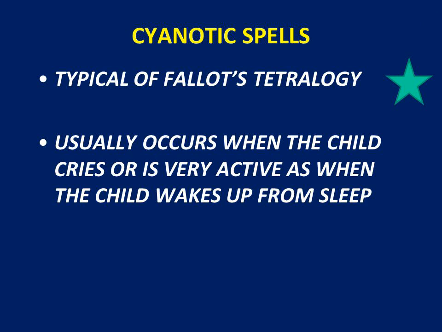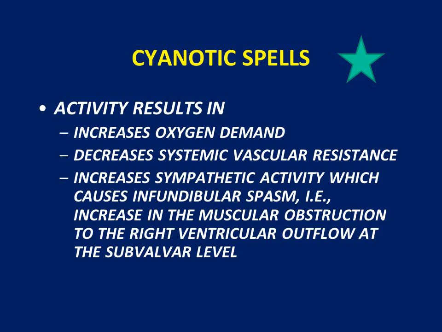65. Cyanotic spells, typical of Fallot's tetralogy. Usually occurs when the child cries or is very active, as when the child wakes up from sleep. Cyanotic spells: activity results in increased oxygen demand, decreased systemic vascular resistance. Increased sympathetic activity causes infundibular spasm, i.e., an increase in the muscular obstruction to the right ventricular outflow at the subvalvular level.